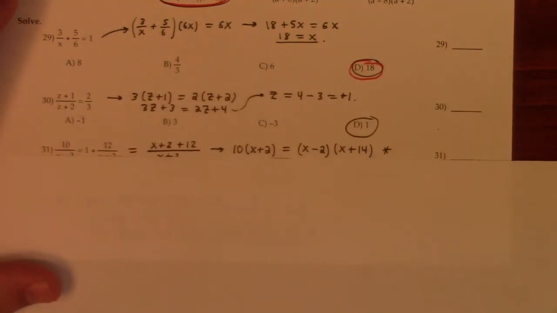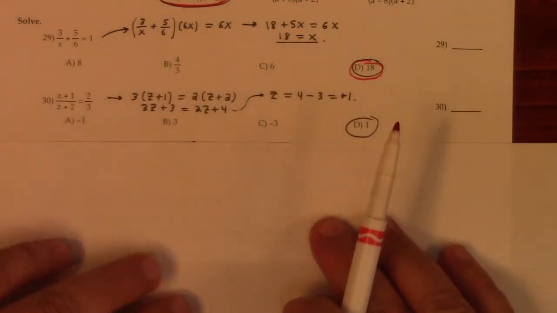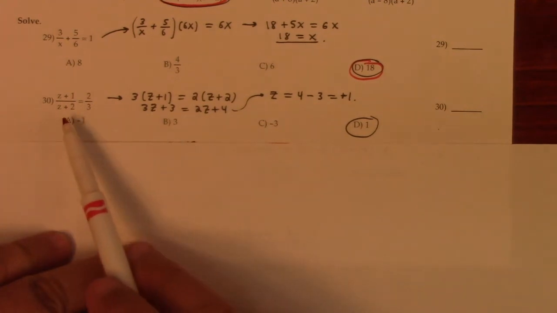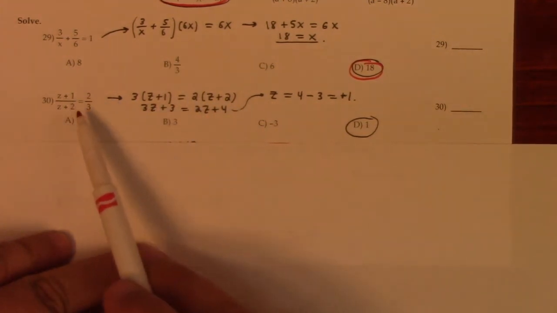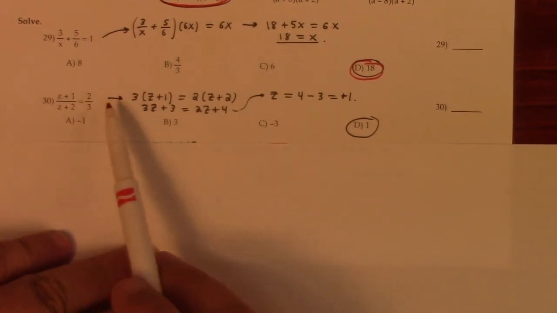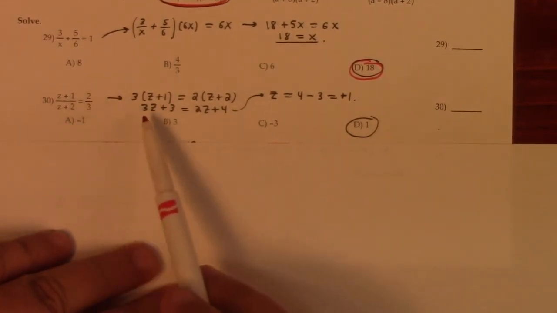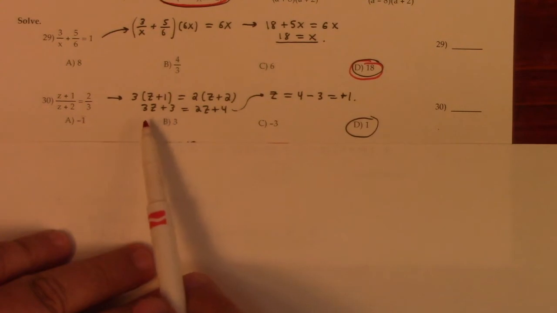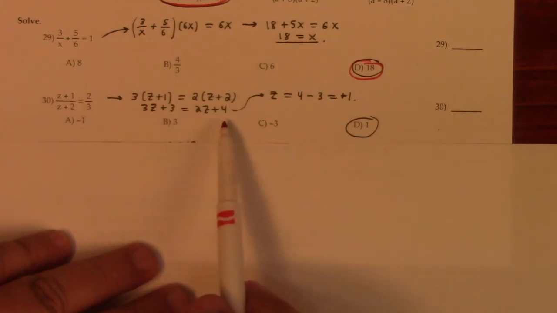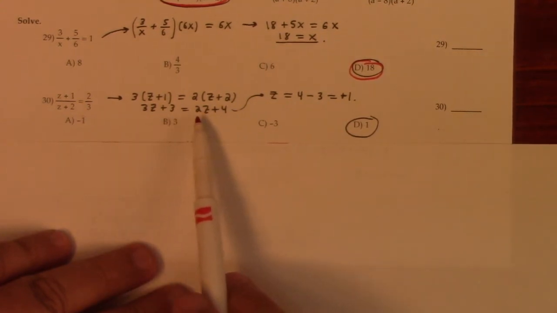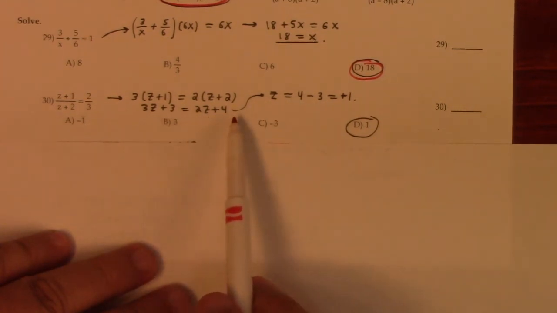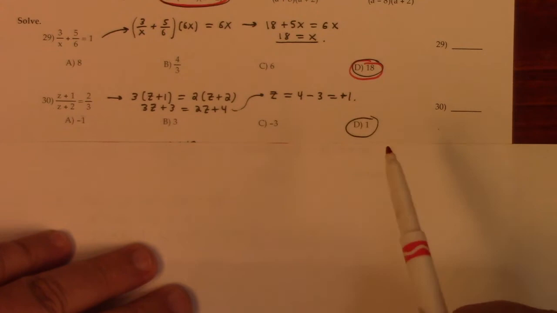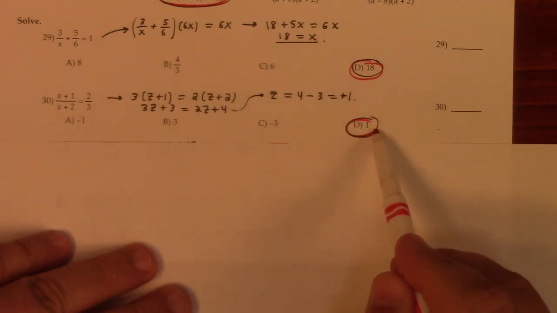30. This one, I multiply z plus 2 to the other side and z plus 3 to the other. It's basically cross multiply, right? So 3 times z plus 1 and 2 times z plus 2 give me 3z plus 3 equals 2z plus 2 times 2, which is 4. Subtracting 2z to the other side gives me z equals 4 minus 3, which is 1. So the answer was D.